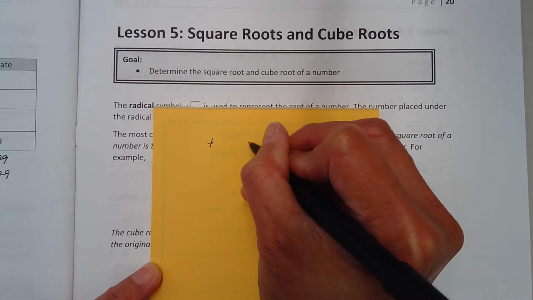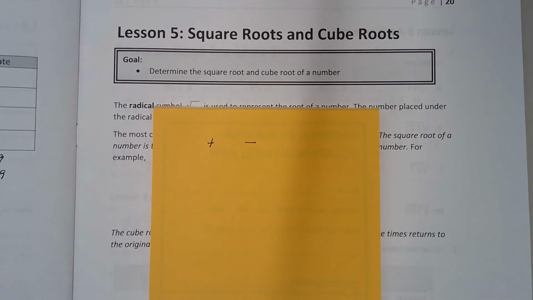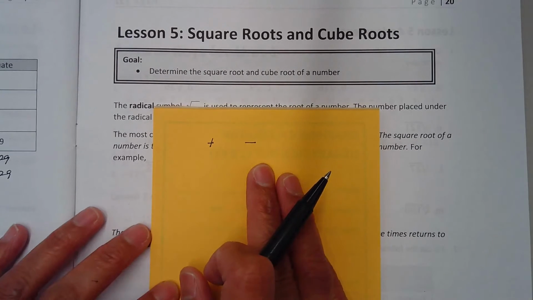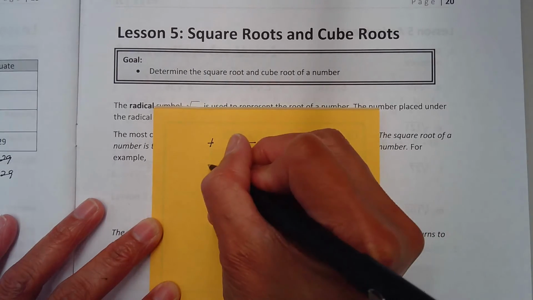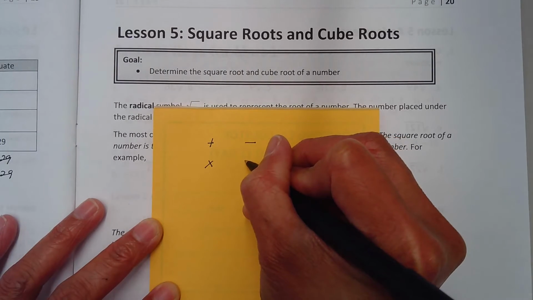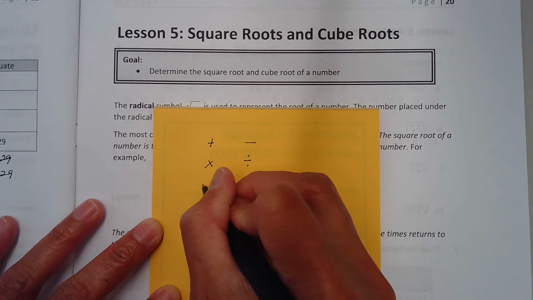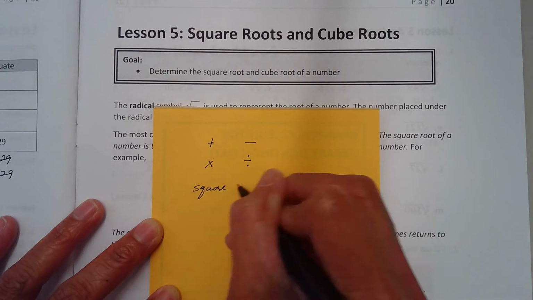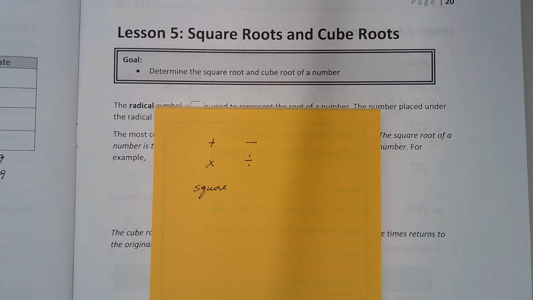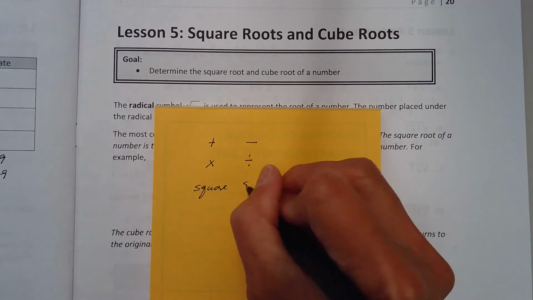We know that when we have addition, the opposite operation is subtraction. Everything has its opposite. Even integers have an opposite. So addition is the opposite of subtraction. For multiplication, the opposite is division. Squaring, the opposite of squaring is actually square root.